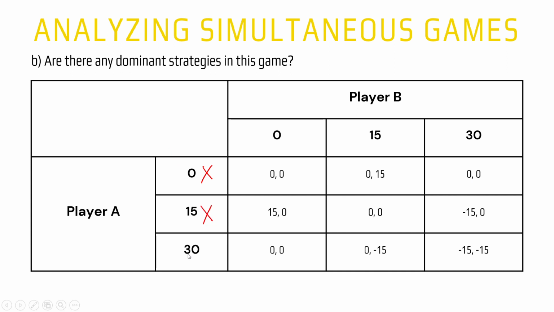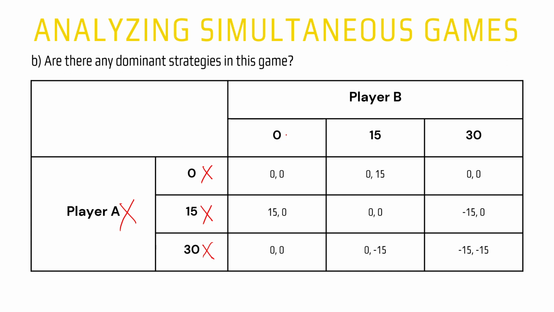Lastly, the $30 strategy. The first one is already being dominated by the $15 strategy. So that means that the $30 strategy is not a dominant strategy. Therefore, player A does not have a dominant strategy. But what about player B? So let's take a look at the $0 strategy of player B. The $0 strategy is also being dominated by the $15 strategy, similar to player A.